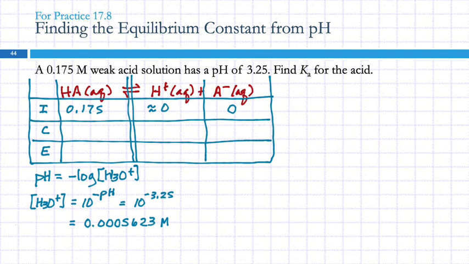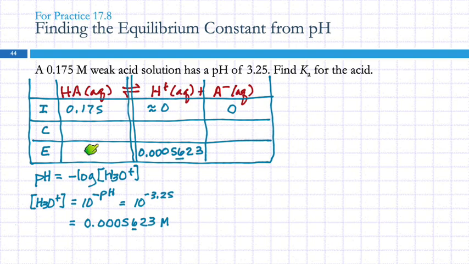How many sig figs should that have? In a pH, that's a logarithm. The numbers before the decimal point are not significant figures. So this has 2 sig figs, and so that would have 2 sig figs. I don't want to round it yet, though. That is my concentration at equilibrium. Okay?